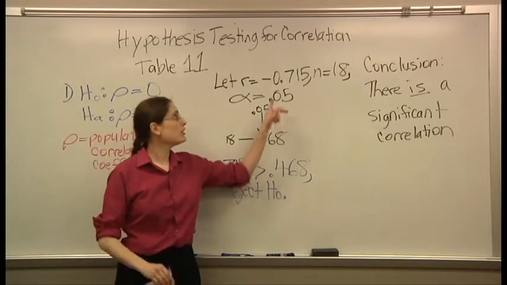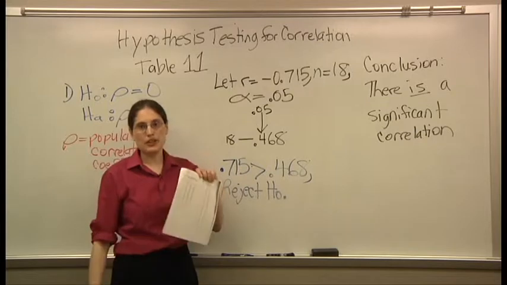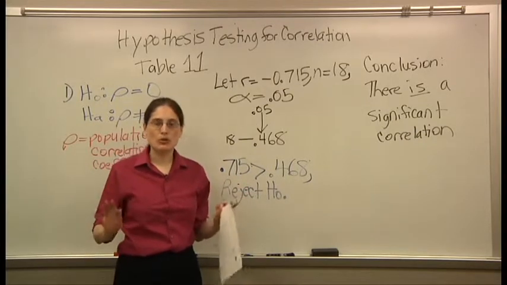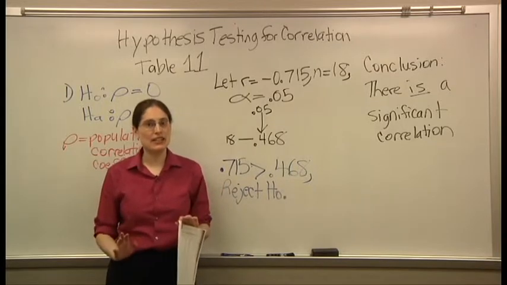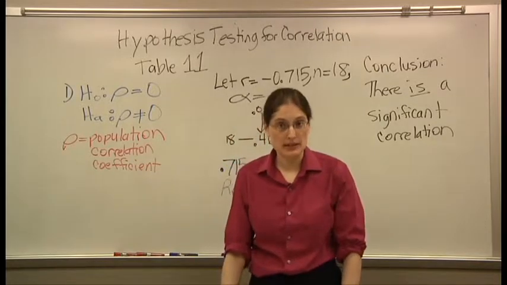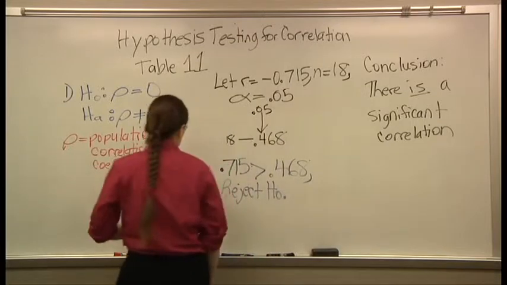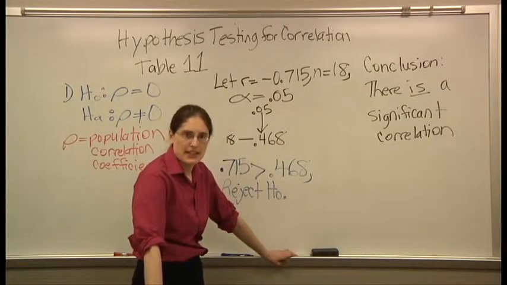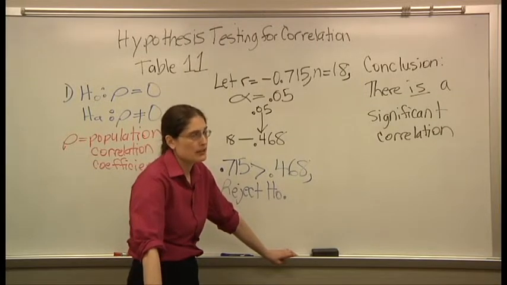So if your correlation coefficient from your data is bigger than the number on the table, that means the correlation is statistically significant. It is probably not just a coincidence. Is that an easy hypothesis test? Is that easier than the other hypothesis tests we did? Oh, yes. Oh, yes.